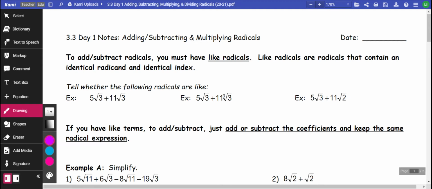So here we want to tell whether the following radicals are like. So 5 root 3 plus 11 root 3, both are square roots, so they're good. Both have a 3 underneath, so these are like. Now in this next example, we have 5 square root 3 plus 11 cube root 3. Now even though they both have a 3 underneath, one's a square root, one's a cube root, so this would be a no. And then finally, in our last example, we have 5 root 3 plus 11 root 2. While they're both square roots, we have a 3 and a 2, different radicands, so this would also be a no.